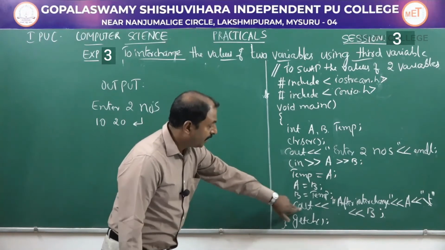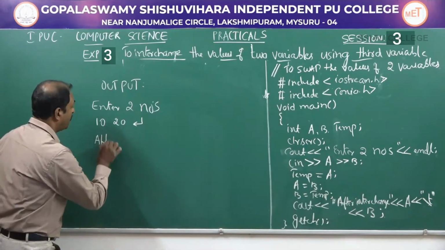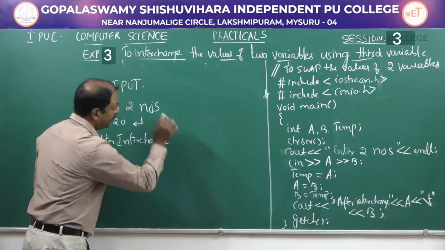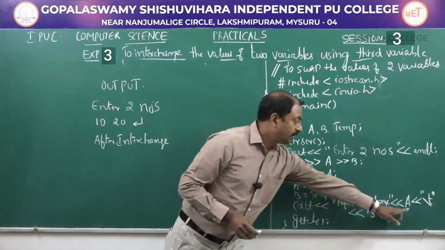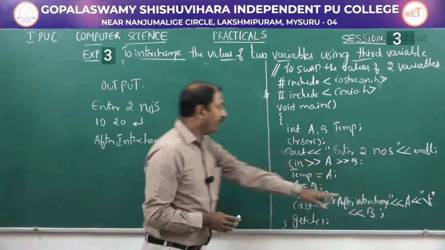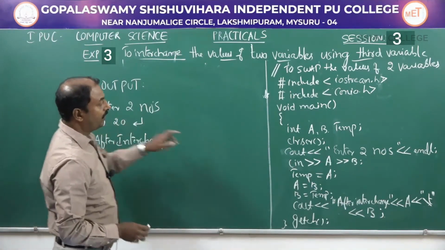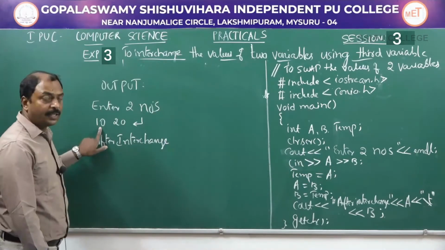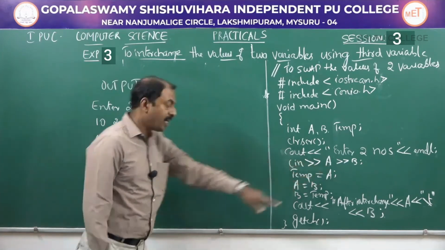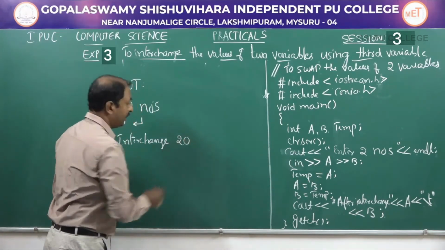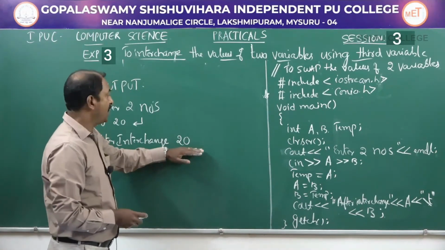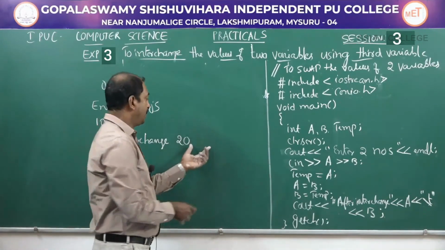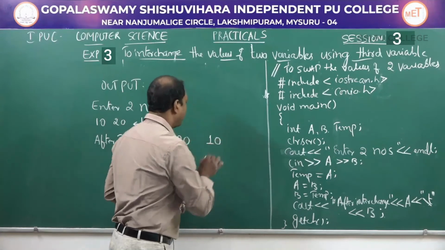It says after interchange. So it will be after interchange, and here first is the value of a. What is the value of a we have entered here? Because we are reading the value of a as the first variable, the value entered here, 10, will be stored in the variable a. It prints 20, and the value of a will be 20. With the \t escape sequence, we get one tab space here, then it prints the value of b as 10.